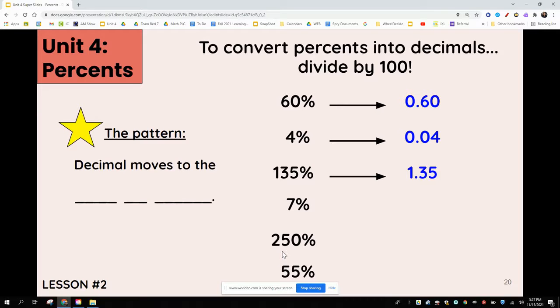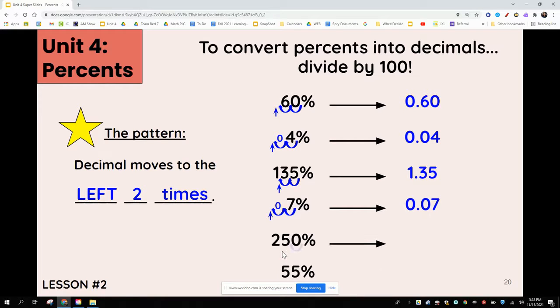Do you notice a pattern? The pattern is that the decimal moves to the left 2 times. So take a look back at 60%. All we had to do is move the decimal to the left 2 times. For 4%, we moved the decimal to the left 2 times and put a 0 in that little divot. And for 135%, we moved the decimal to the left 2 times as well. So let's use this trick and convert 7% into a decimal. We move the decimal point to the left once, twice, put a 0 in that little divot, and the decimal is 0.07. For 250%, move the decimal over once, twice, and it would be 2.50 or just 2.5. For 55%, move the decimal over once, twice, and you get 0.55.